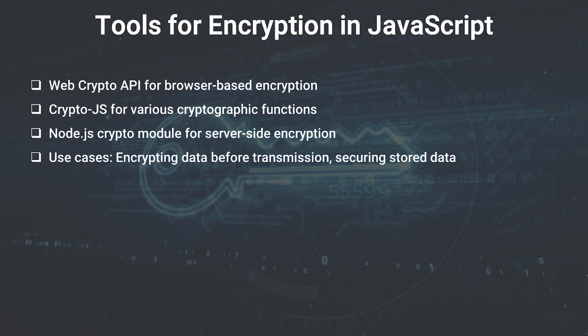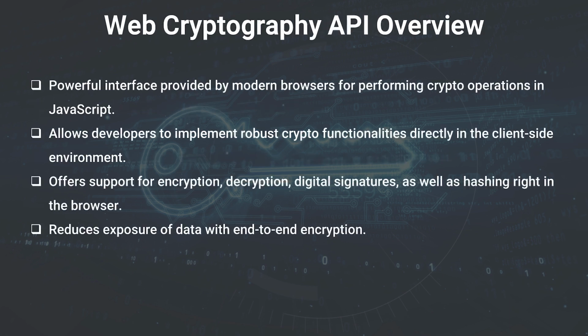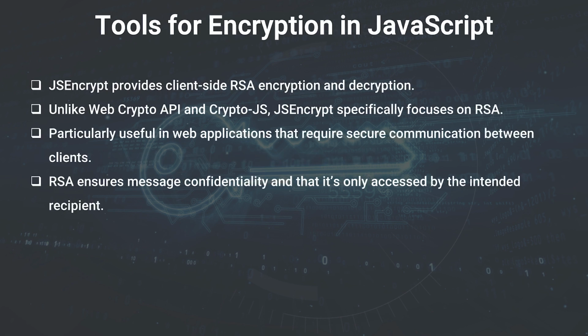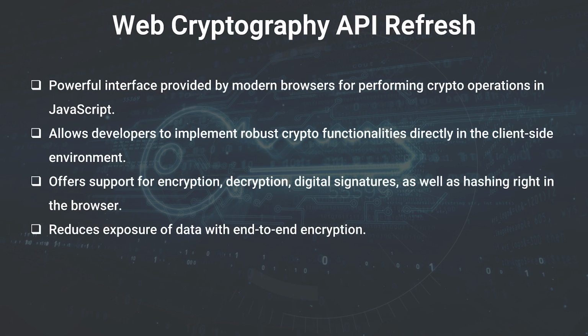in your JavaScript applications. Module 4 introduces you to the tools of the trade, JavaScript cryptography libraries. We'll cover the Web Cryptography API, Crypto.js, and JS Encrypt, providing an overview as well as usage examples for each. By the end of the module, you'll be equipped to implement basic cryptographic functions in your JavaScript projects using these libraries.